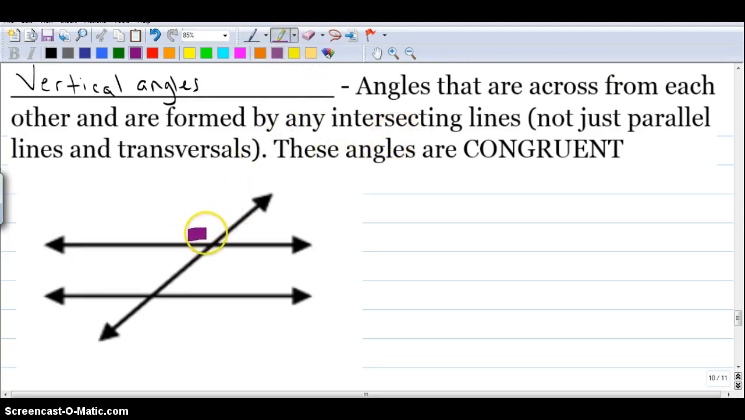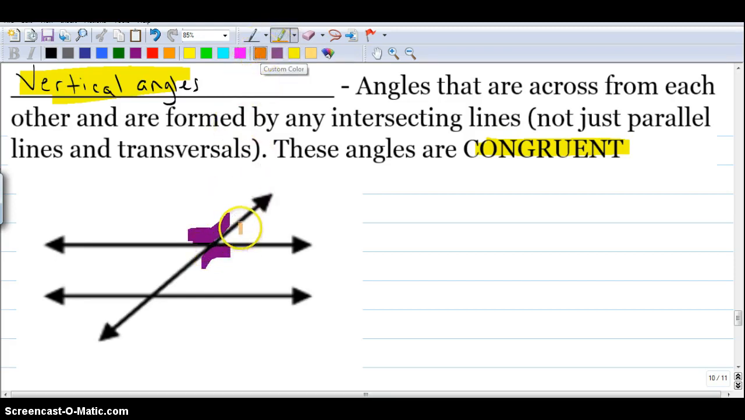This angle right here and this angle right here. They are across each other. Those angles are vertical angles and they are congruent. Vertical angles are congruent. And this is going to be huge. You can do a lot of the work just by knowing vertical angles, like a little shortcut method. It's really helpful to know this.